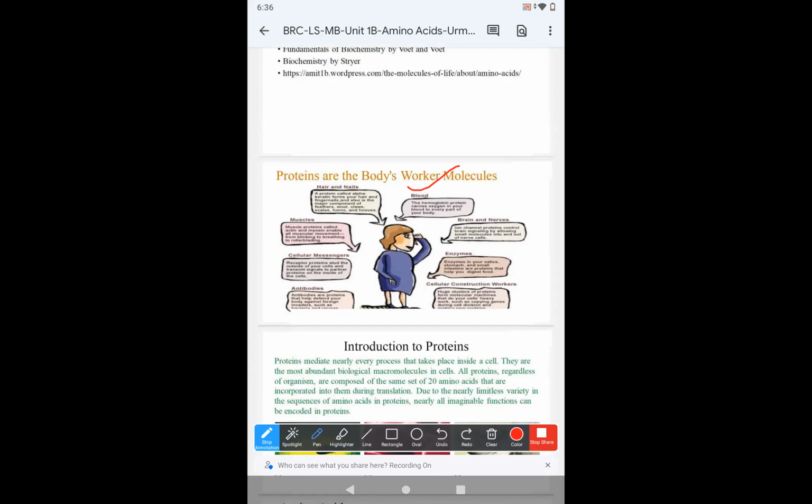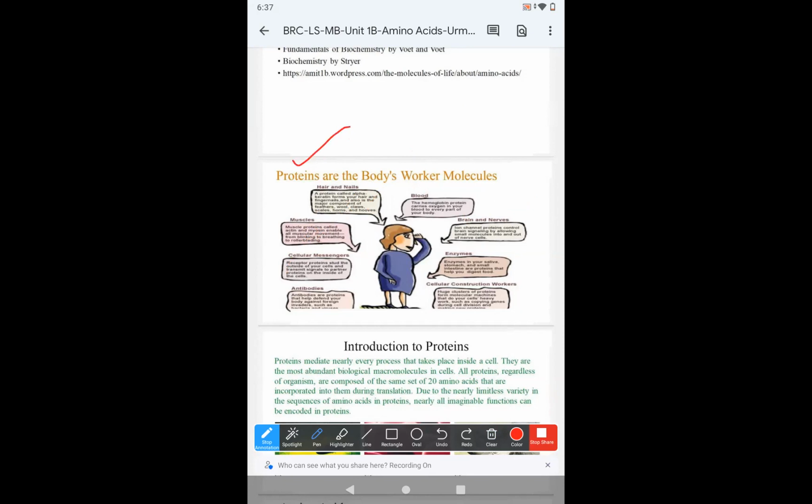And brain and nerves. Brain and nerves contain ionic channels, meaning ion channel proteins. These proteins help transport signaling molecules from one cell to other cells. Reflex actions take place through the nervous system. From one neuron to another neuron, the signals are transferred through these ion channel proteins.